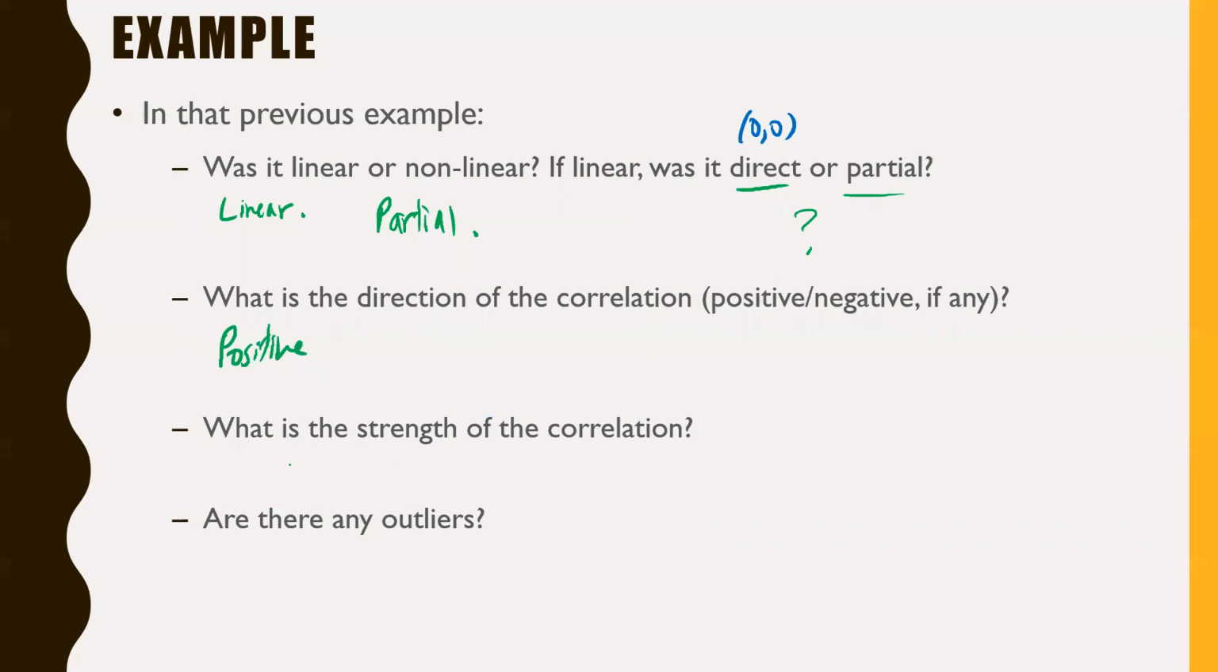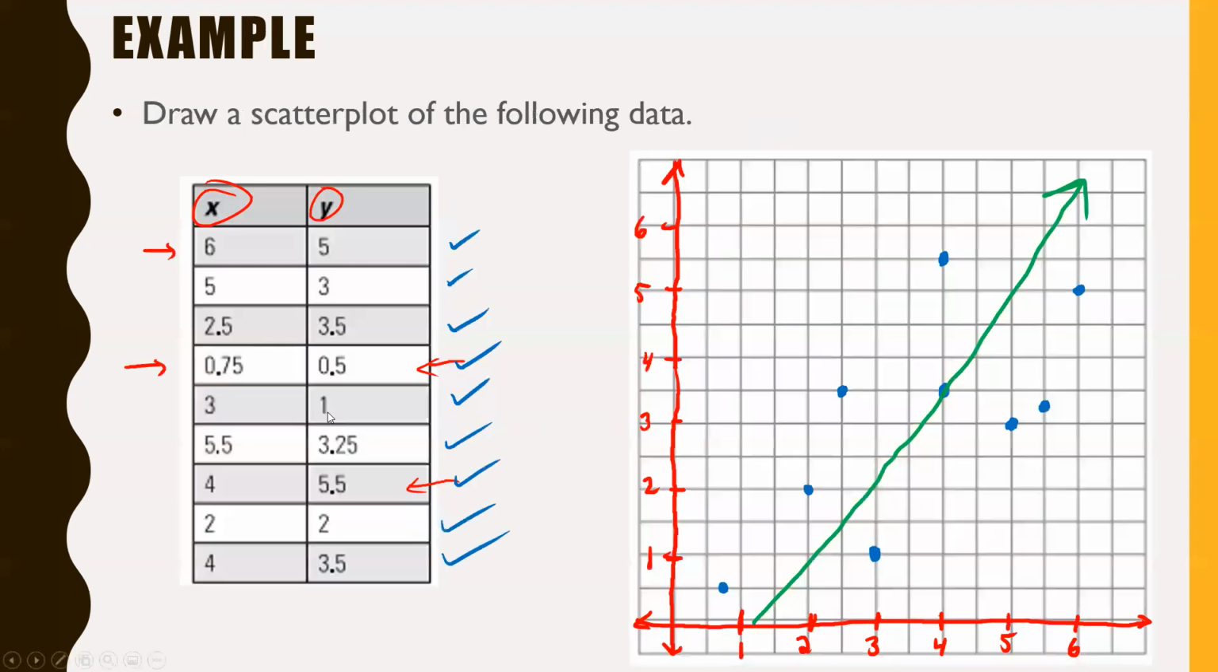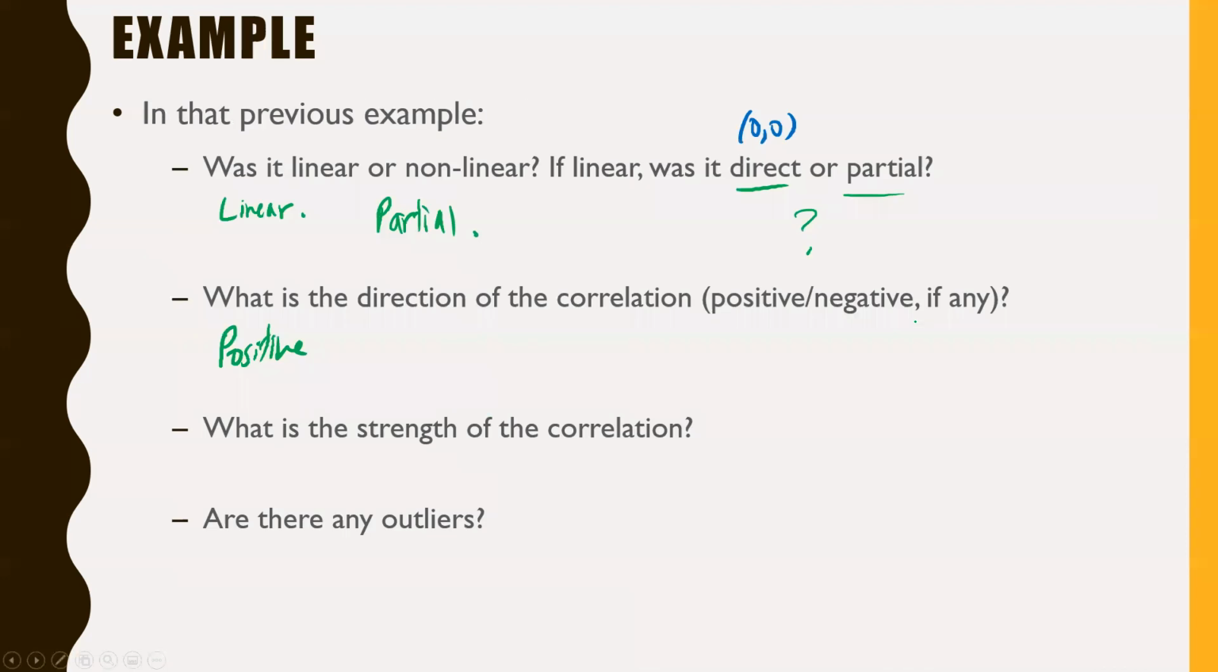And that brings us into the third point. What is the strength of the correlation? Look how far apart everything is from that line of best fit. There's not really much that goes through it. This point seemed pretty good, but all these others are pretty far away from it. I would say this is pretty weak correlation.